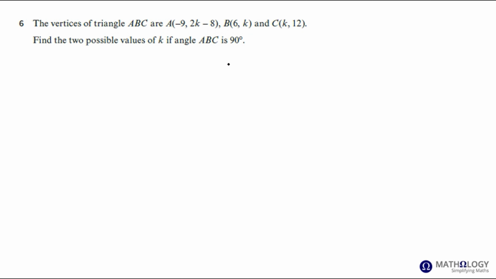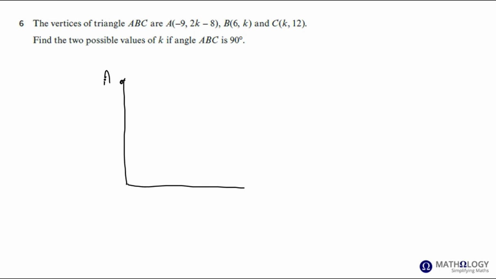The vertices of triangle ABC are A(-9, 2k - 8), B(6, k), and C(k, 12). Find two possible values of k if angle ABC is 90 degrees. Now it's going to be tricky to sketch a diagram because we won't know which quadrants the points lie in. So we're just going to draw a very simplified diagram of what we're dealing with.